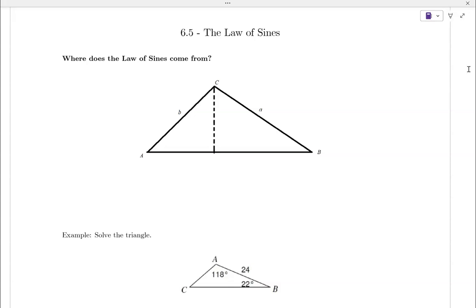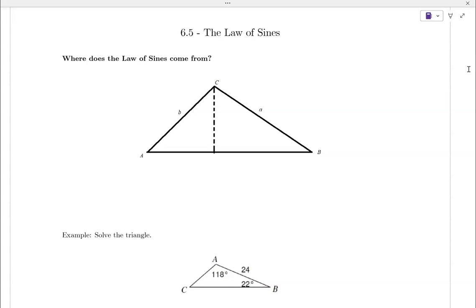One of those ways is referred to as the law of sines. Next week we'll have another way referred to as the law of cosines. So this week's lecture is all about trying to get the law of sines down and figure out those pieces.